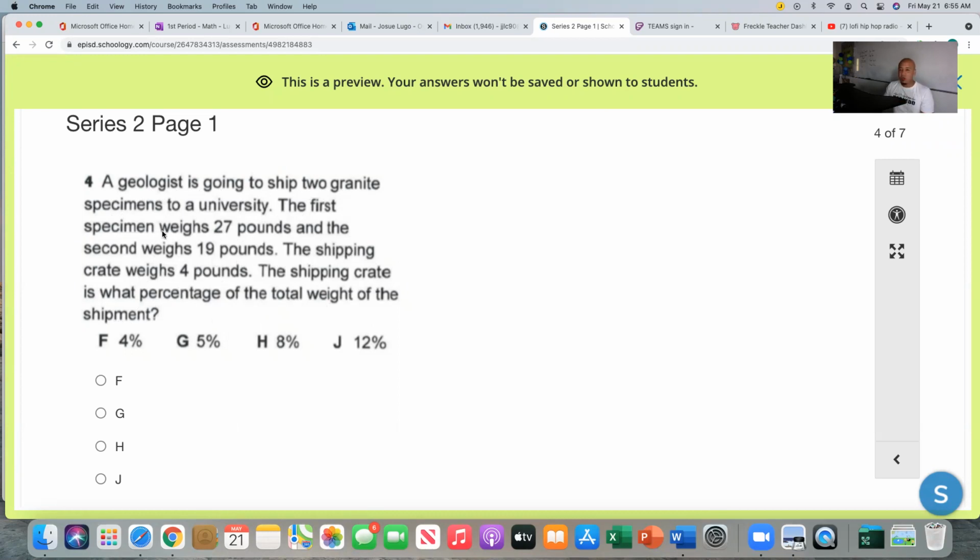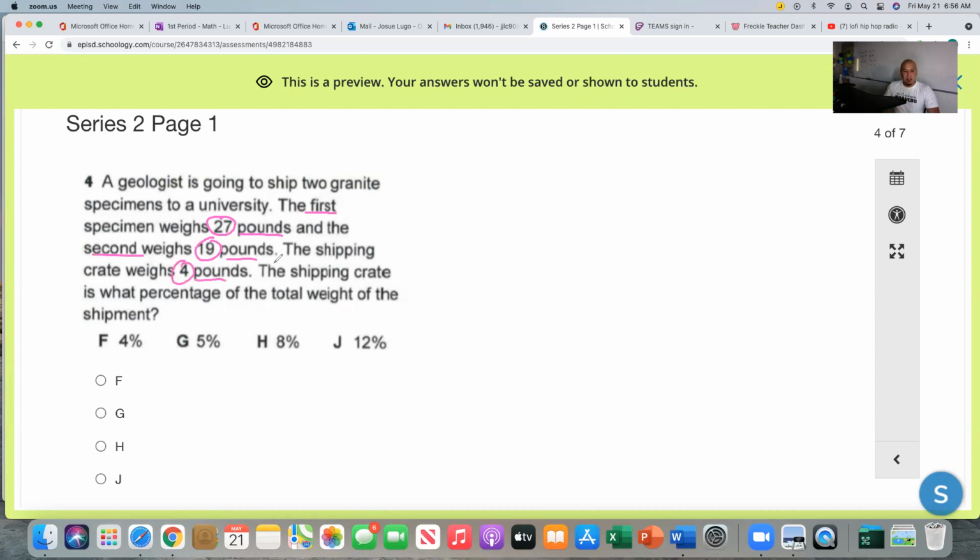Okay, so let's look at the important information. So the geologist is shipping 2 granite. You don't have to know what that is. It's basically 2 rocks that they're going to study at the university. The first specimen weighs 27 pounds. The second weighs 19 pounds. So they're going to have to ship these 2 things, so that's adding on weight. And finally, the actual crate that those rocks are in weighs 4 pounds.